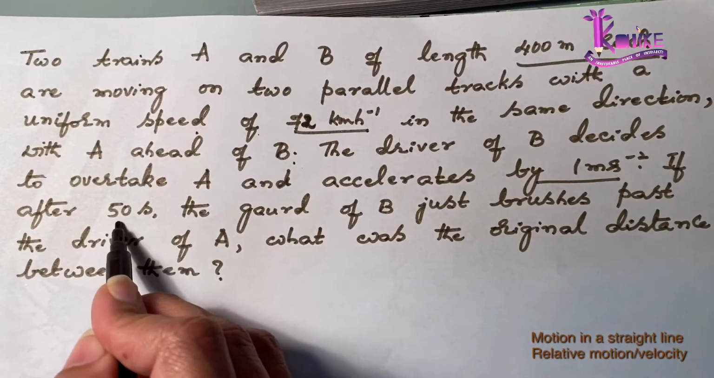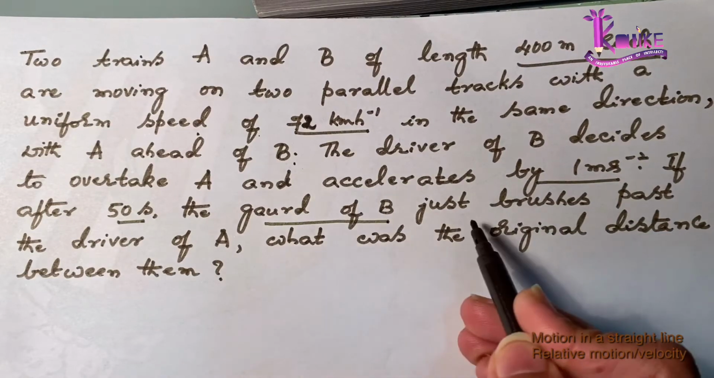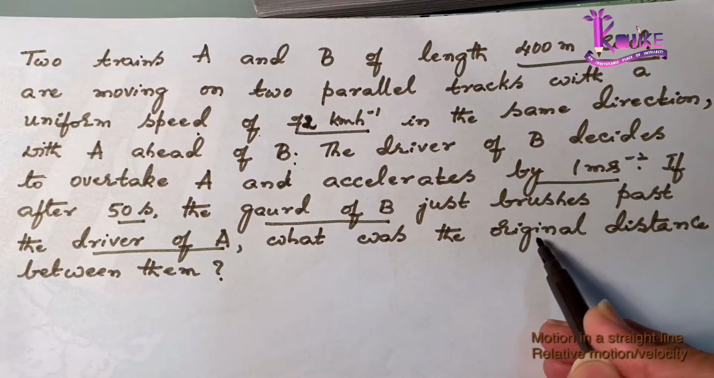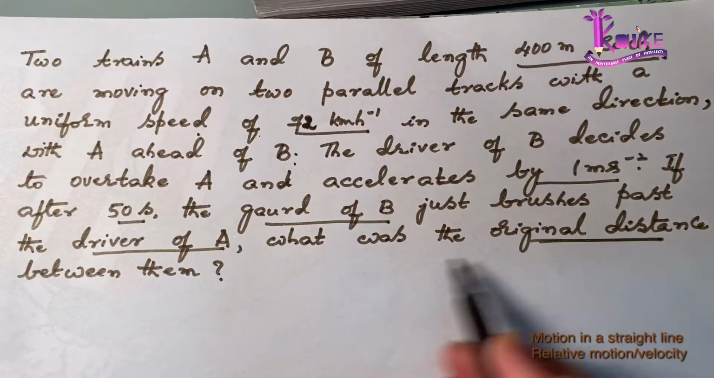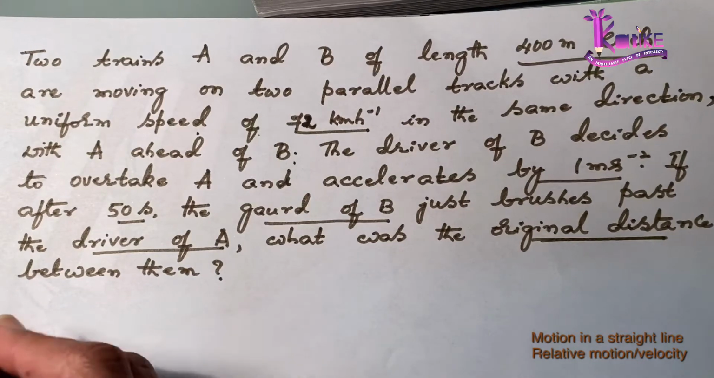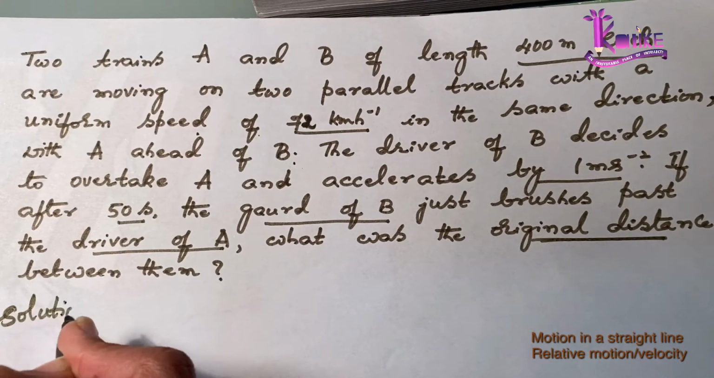Now, if after 50 seconds the guard of B just brushes past the driver of A, what was the original distance between them? Okay, now let's try and understand the numerical given.